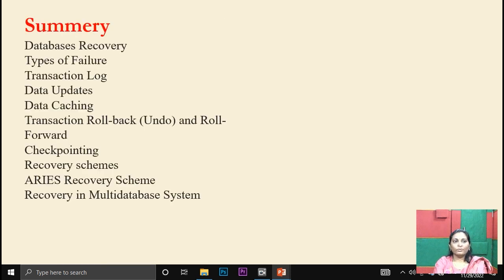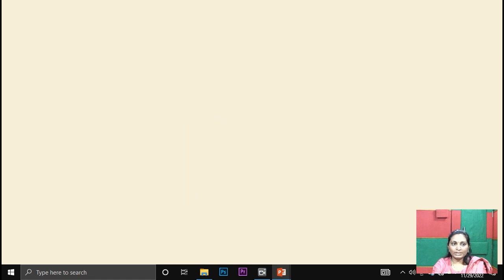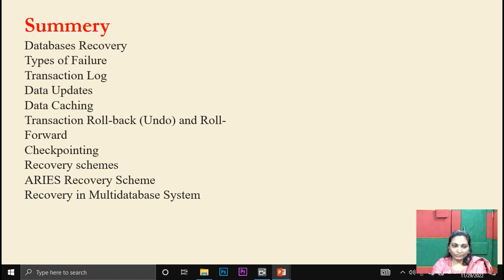And last, we saw what database recovery is, then types of failures, transaction log, database updates, data updates, data caching, transaction rollback, that is undo and redo, then checkpointing, recovery schemes, ARIES recovery scheme, and recovery in multi-database systems, and information destroying. This is the summary. Thank you.